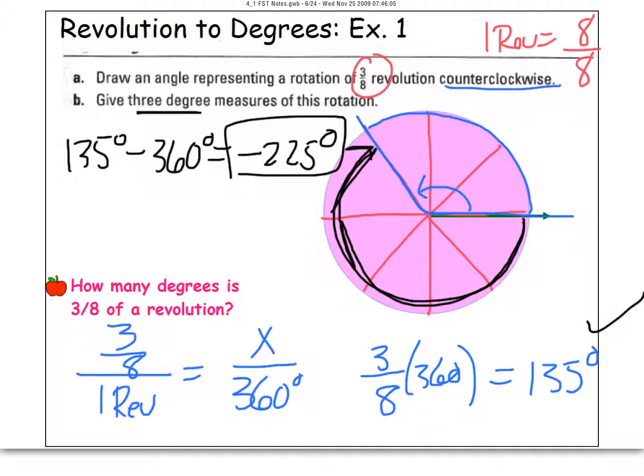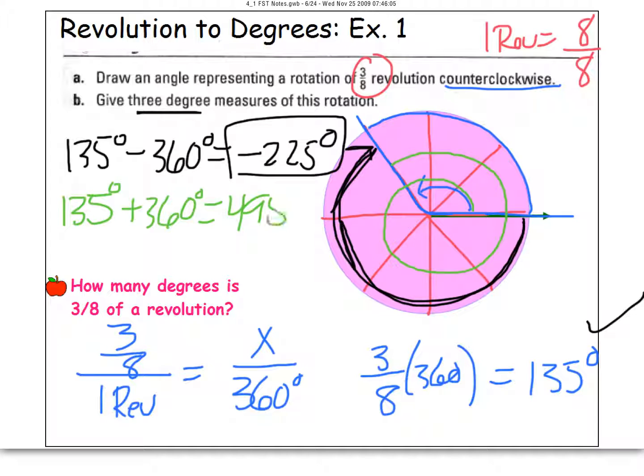Now, where could that third measurement come from? Well, it's a circle. I can go around it as many times as I want. Why don't I go around a complete rotation, that's 360, and then do this extra 135. So here, take the 135 and add 360 to it. If you do that, you're going to get a 495 degree rotation. So we now have 3 different ways to land at this same spot, which is right here.